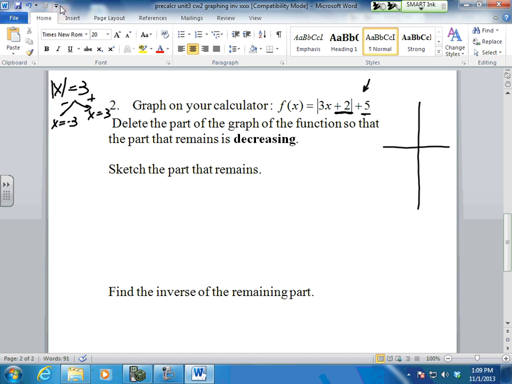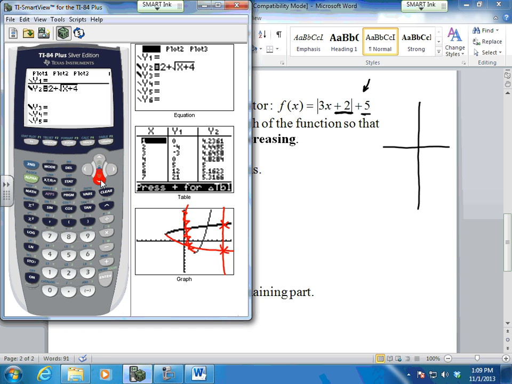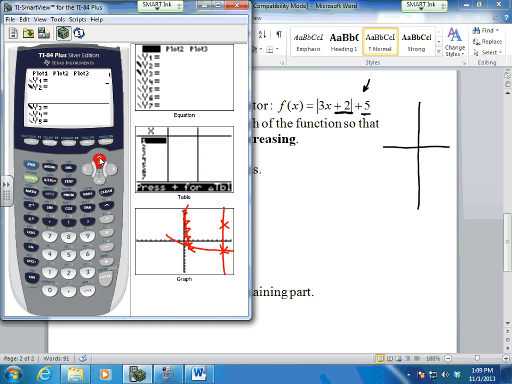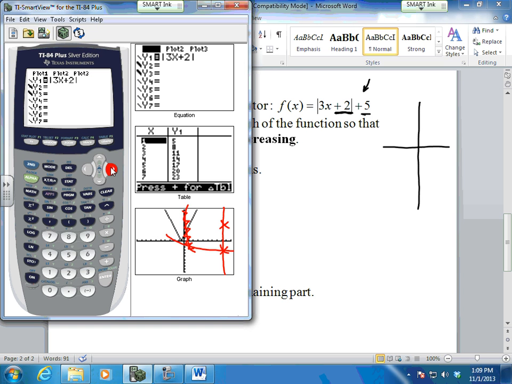Put this in your y1. Absolute value is math, scroll to num, 3x plus 2. Guys, fool around and you're never going to understand any of this.